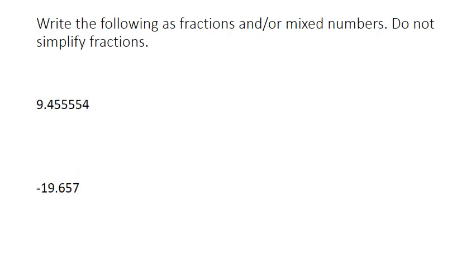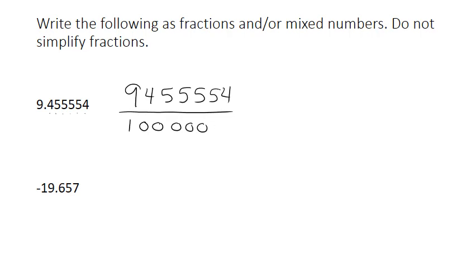Look at the next number. It is tenths, hundredths, thousandths, ten thousandths, hundred thousandths, millionths. If we write it as a fraction, it is 9455554 over 1 million. Or as a mixed number, it is 9 and 455554 over 1 million.